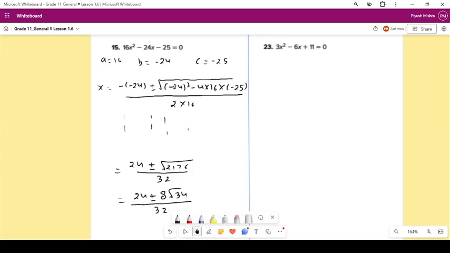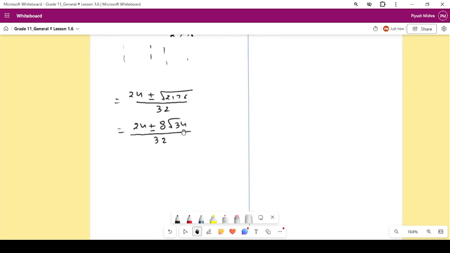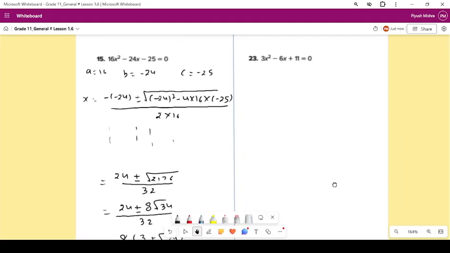You can take 8 common here. If I take 8 common, I can write 3 plus minus square root of 34, and 32 also I can write as 8 times 4, so 8 will get cancelled. It will be 3 plus minus square root of 34 by 4. So this is going to be our answer. I hope you all have understood.